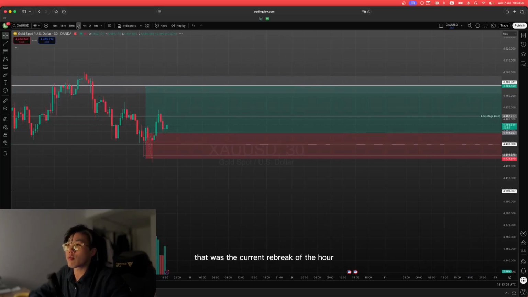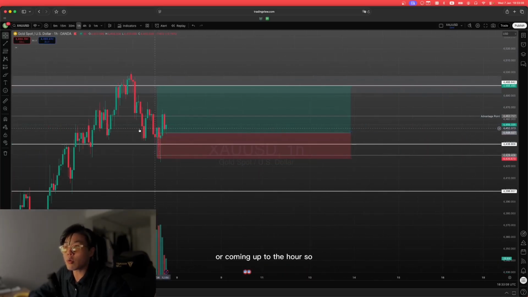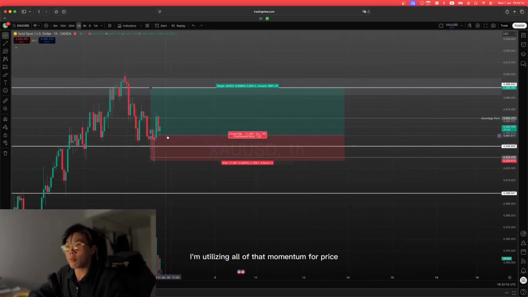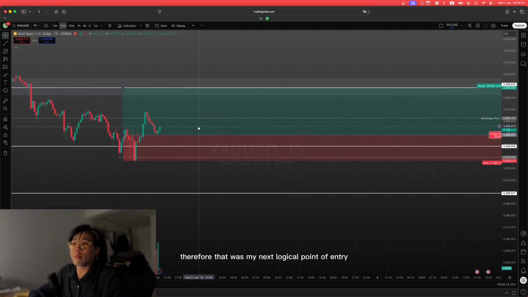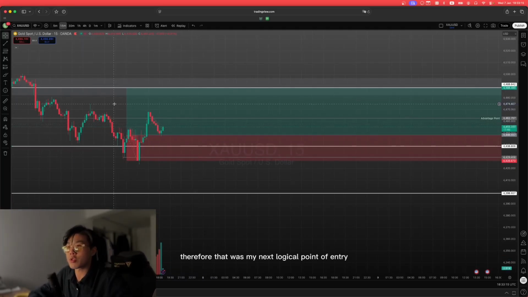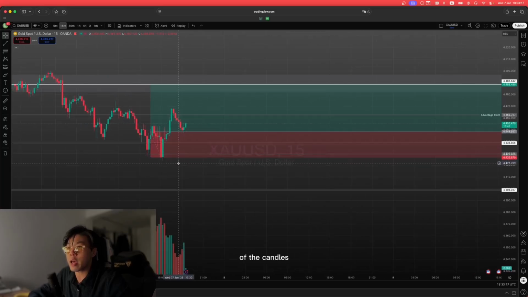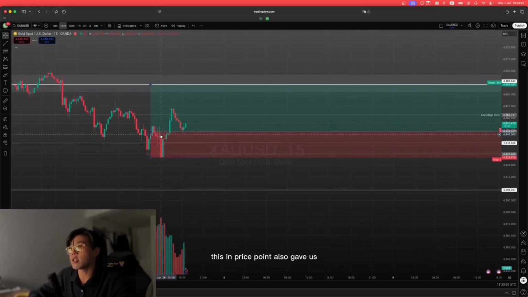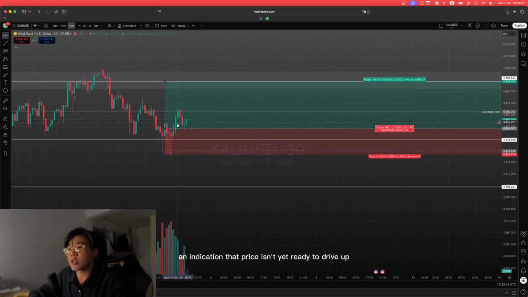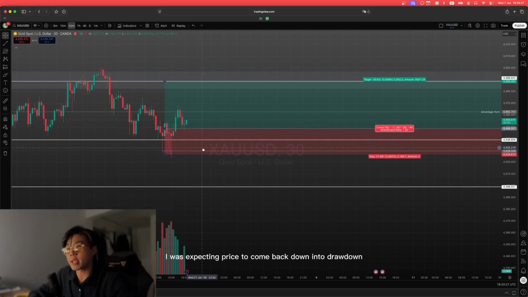That was the current rebreak of the hour, or coming up to the hour. So I'm utilizing all of that momentum for price to push us forward. Therefore, that was my next logical point of entry, which was the break at the current highs of the candles. So as price action activated this, price also gave us an indication that price isn't yet ready to drive up. So I was expecting price to come back down into drawdown.